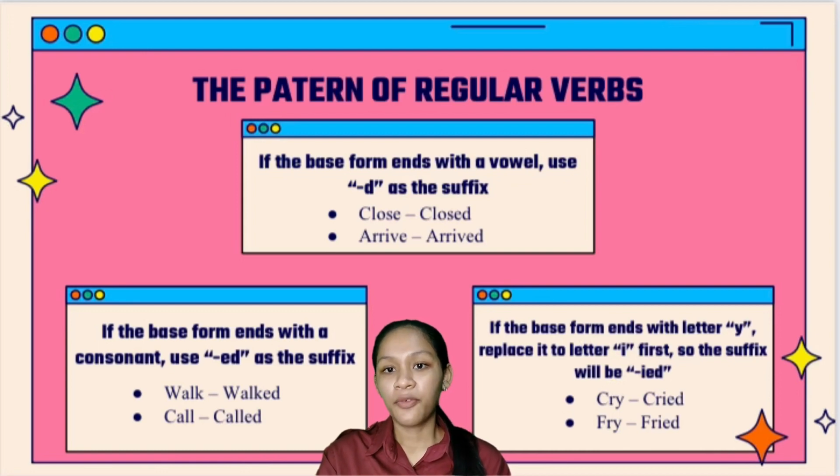Next, when the base form ends with a consonant, we use ed as the suffix. For example, walk becomes walked in both past forms, call becomes called in both past forms. And last, when the base form ends with letter Y, then we should replace the letter Y with letter I first. So the suffix will be ied. For example, cry becomes cried in both past forms, and fry becomes fried in both past forms.